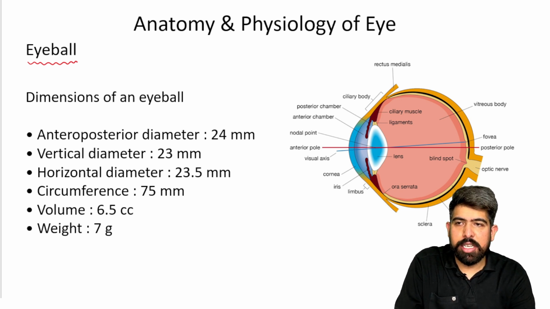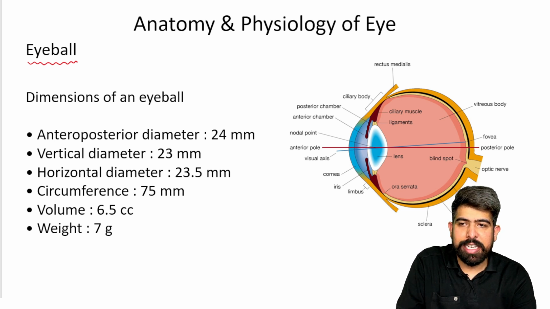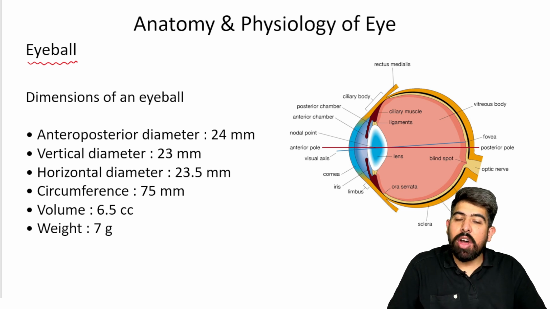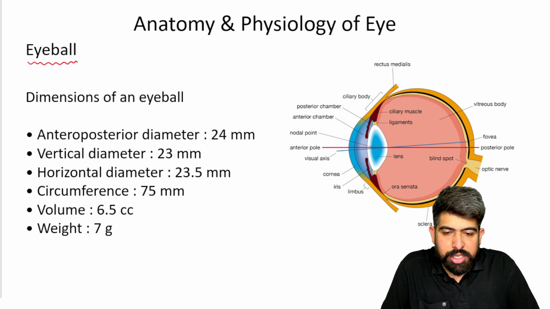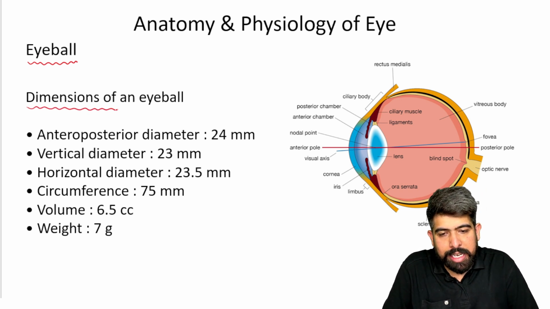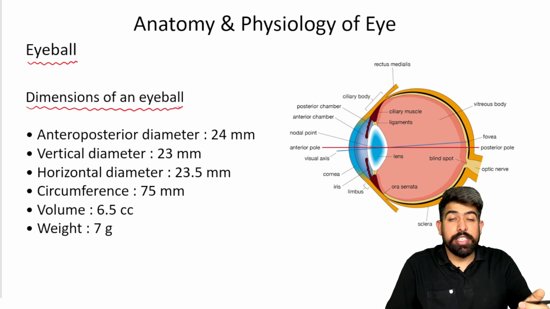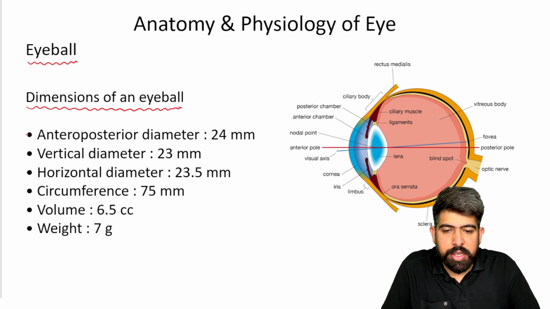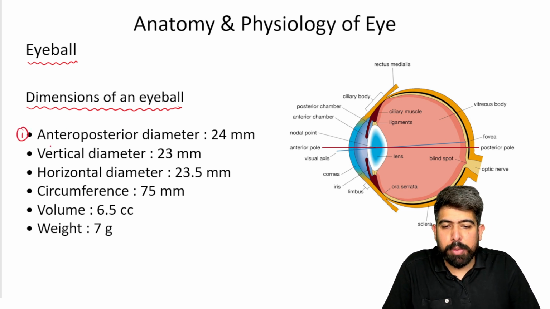So what are the dimensions in the eye? As you already know, the eyeball is a ball-like structure, round shape, or you can say an orange-shaped structure, right? So we have to see all the dimensions of it. If I'm talking about the dimensions of the eyeball, I have already shown you a diagram, visible to you on the screen. Starting with the first one, the first dimension is your anteroposterior diameter.